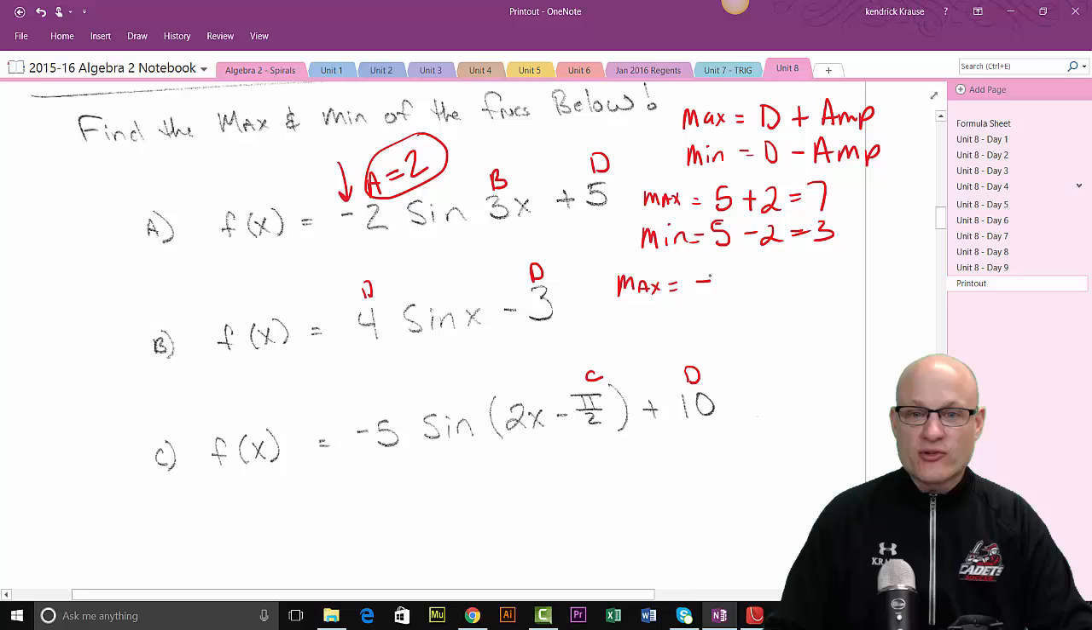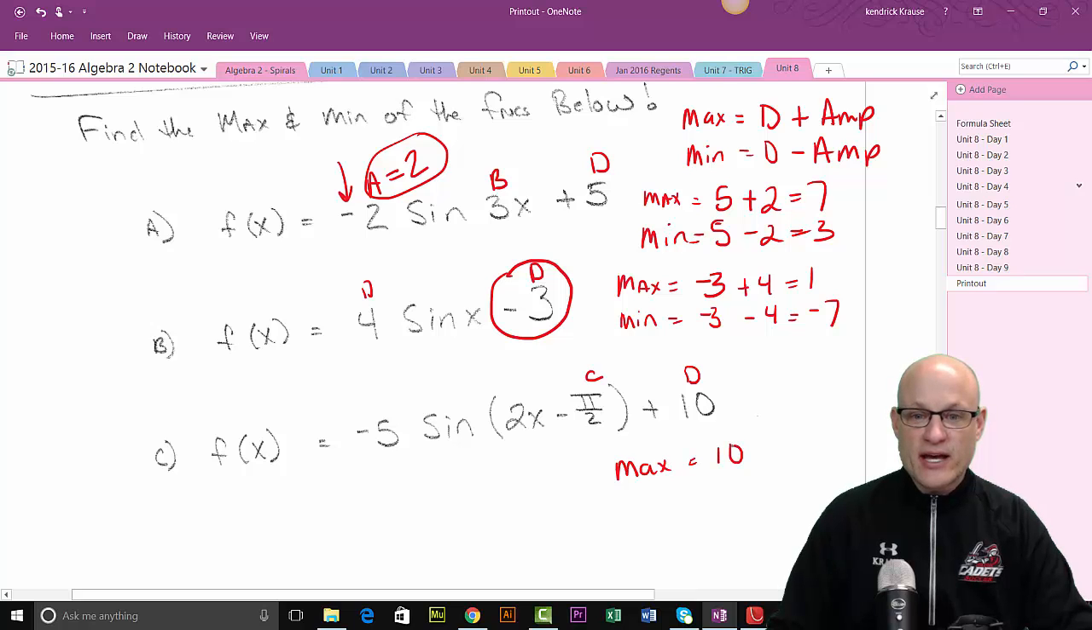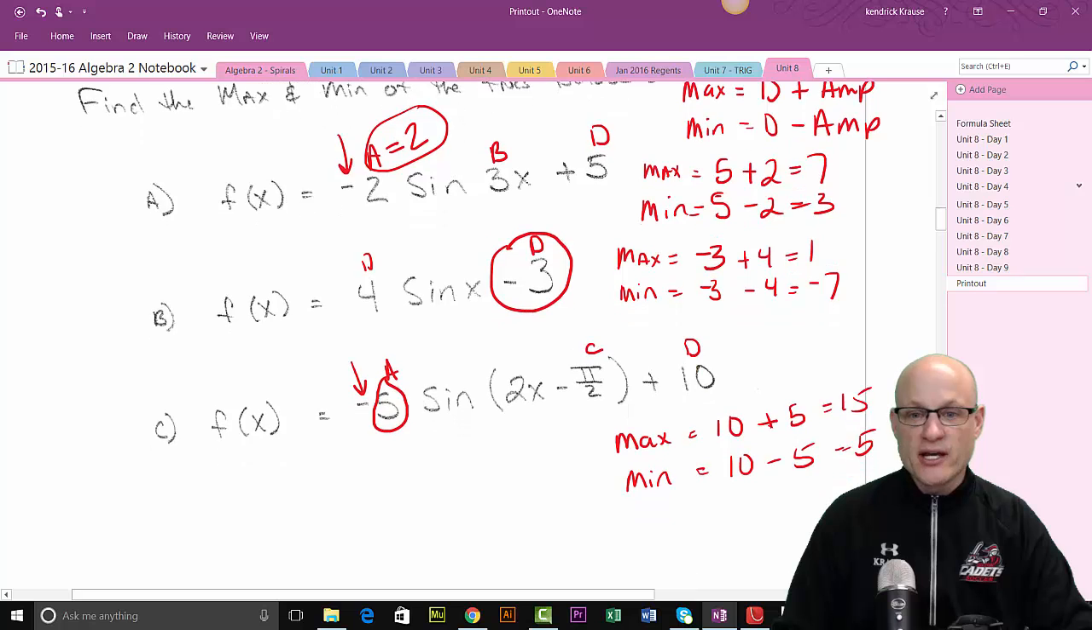Max is d, which is negative 3. There's my midline, negative 3. Add 4, I get 1. And my min is negative 3 minus 4, which is negative 7. And finally, max is d, which is 10, plus the amplitude. Don't forget, we only care about the positive, not the negative. This is the amplitude. Plus 5, which is 15. And min is equal to 10 minus 5, which is 5. Ka-ching!